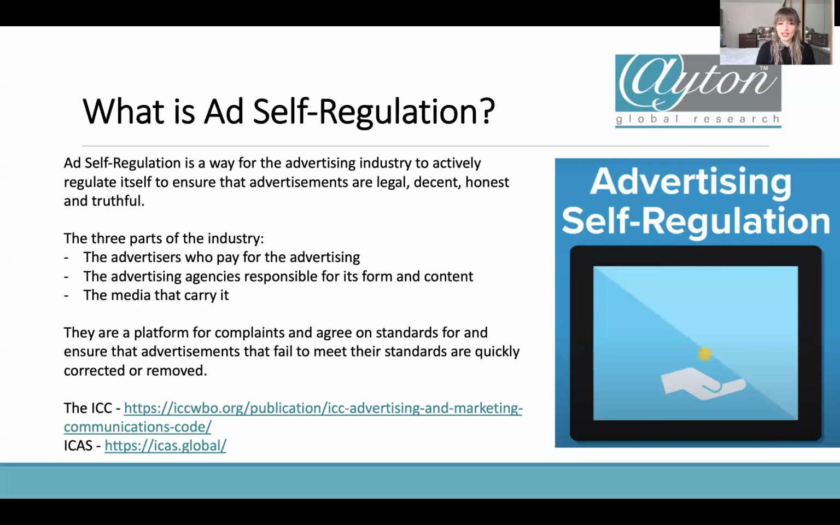So there's three parts of the industry: the advertisers who pay for the advertising, the agencies responsible for its form and content, so your marketing teams, and the media that carry it. So if you're any part of that process in advertising, you need to be aware of the code of conduct. The media that carry it is an interesting one. If you're a distributor and you've got many brands on your website, you need to make sure that the adverts you've got on your website are still going to be compliant. So if there's any claims with the products that you're selling on your website, it's up to you as well to make sure they're compliant.